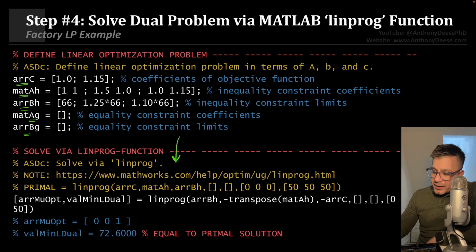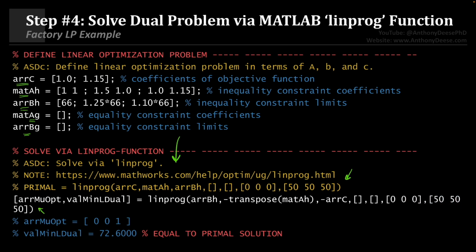And you can see that actually I wrote it twice. So in the yellow, I have a comment that shows how this would be applied to the primal formulation, and then below is the dual formulation. So in both cases, we're calling the linear programming function.